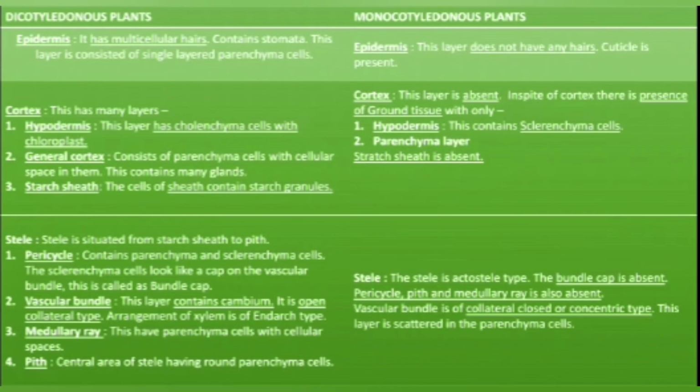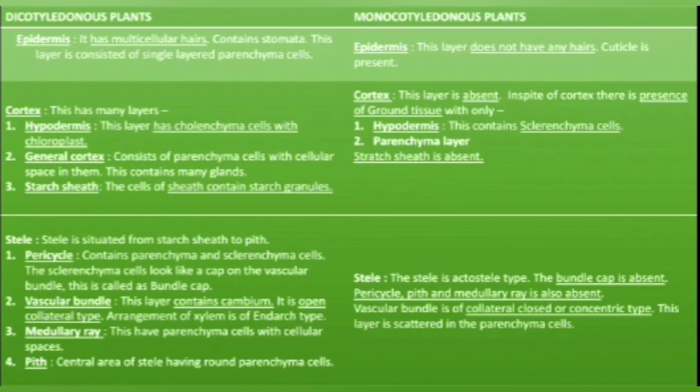Now the stele. The stele of dicotyledons has four layers: the pericycle, the vascular bundle, the medullary ray, and the pith. The pericycle contains parenchyma and sclerenchyma cells. The vascular bundle contains cambium. But in monocotyledons, the vascular bundle does not contain any cambium. This is collateral open type, but in monocotyledons, this is collateral closed or concentric type. The medullary ray is present and the pith is also present in dicotyledons.